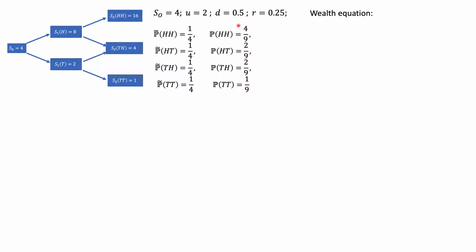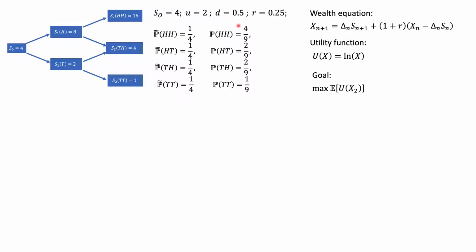So a few things to remember. Remember, the wealth equation is defined by this. For the utility function, we're using the log, ln, as we have seen before. And our goal is to maximize this expression. We want to maximize the expected utility at time 2.